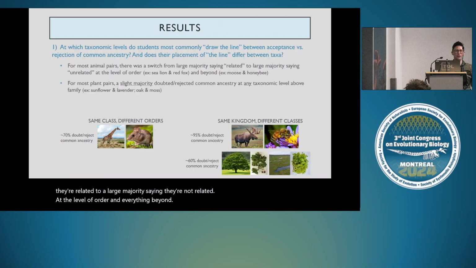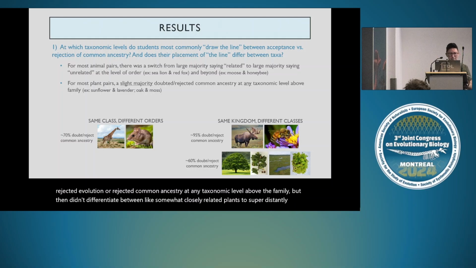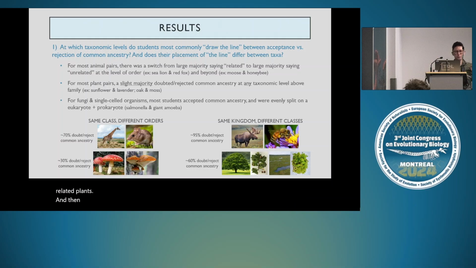Meanwhile, for the plant comparisons, only a very small majority, around 60-ish%, rejected common ancestry at any taxonomic level above the family, but they didn't differentiate between somewhat closely related plants and super distantly related plants. And finally, for both fungi and single-celled organism examples, most students did accept common ancestry and were generally unfussed about it.